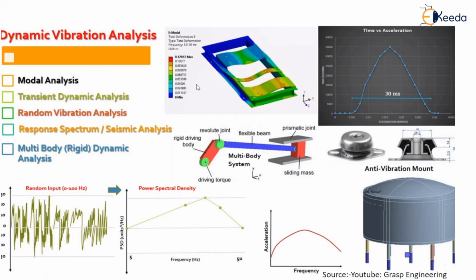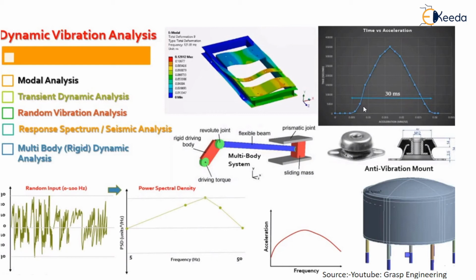Then transient dynamic analysis, like time versus acceleration, we plot a loading-unloading graph. When a load is applied, how the time and acceleration will vary within a particular time frame. So that is considered as a transient dynamic analysis. So continuously forces are applied on that particular object. At that time there is a transient dynamic analysis.